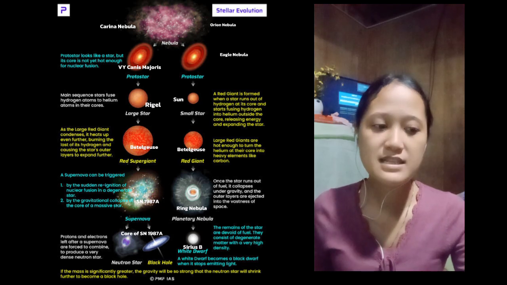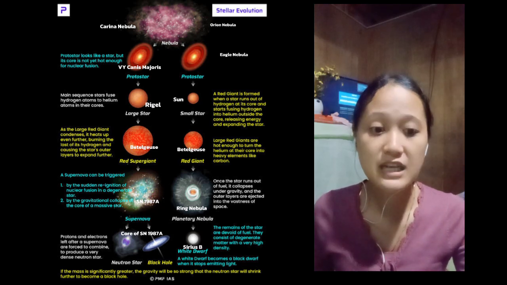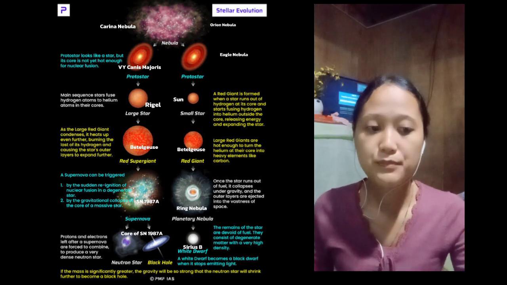Hello everyone! In this video, I'll take you through the incredible journey of how stars are born, live, and die, and how we can actually plot their lives on something called the Hertzsprung-Russell diagram or the HR diagram. If you've ever looked up at the stars and wondered what stage of life they are in, this is the perfect guide. Stars are born inside massive clouds of gas and dust called nebula.